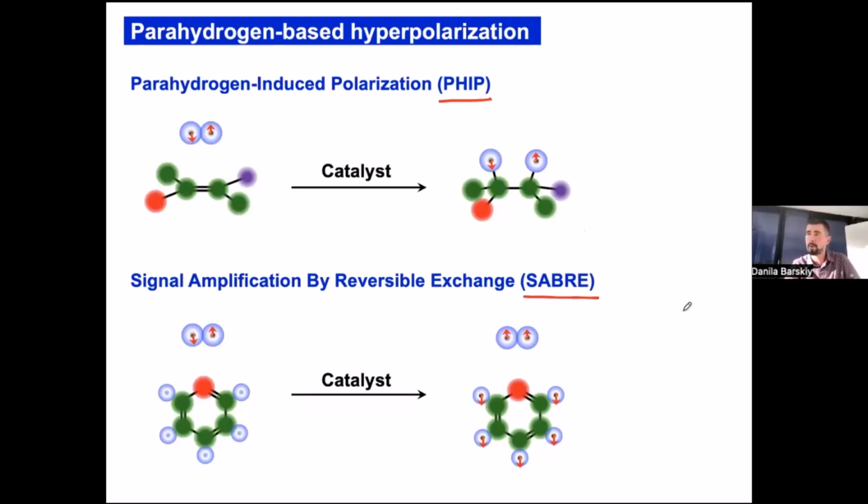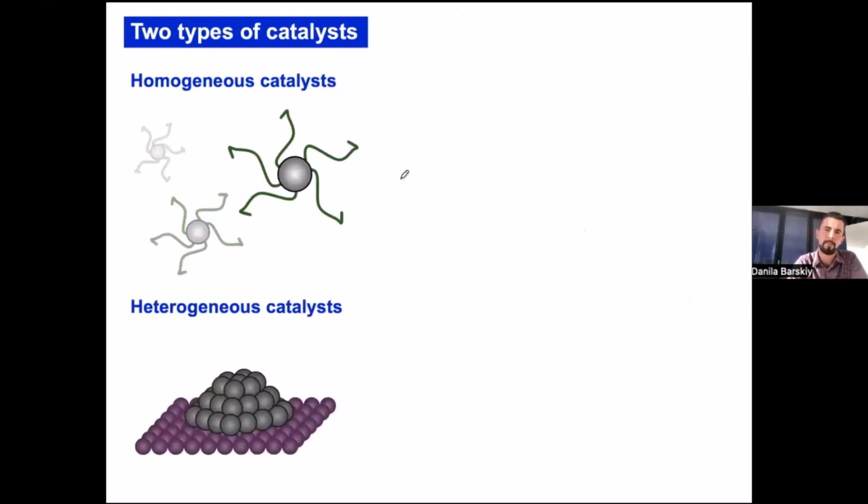So it allows you to polarize different classes of materials. Usually it's done using different chemicals. And here, that's what we mean by catalysis. A catalyst is a compound that allows a transfer of spin order from parahydrogen to the substrate. In both cases, you need these compounds. So what could these compounds be?